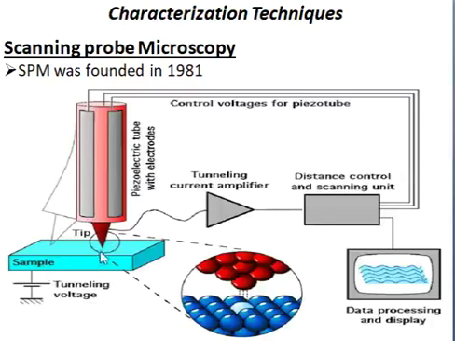So when the changes in the forces are determined, that is amplified by using a tunneling current amplifier, and that is recorded in the scanning unit, and the scanning unit produces an image which will be displayed on the data processing and display unit.